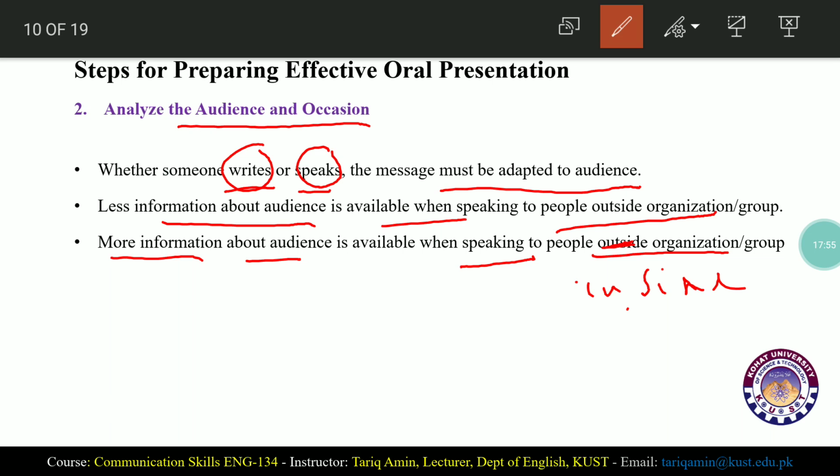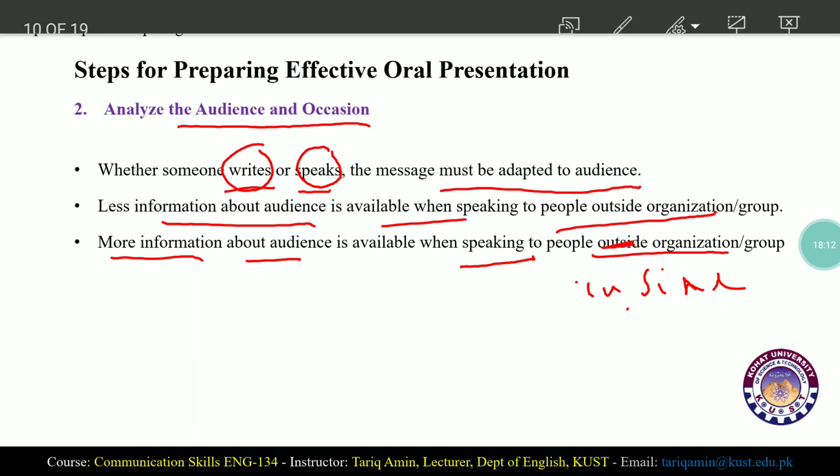For example, Cohort University of Science and Technology is our organization, and we have more information about the audience. We have more information about the people of Cohort. We have more information about the people of CUS. When we talk to people inside CUS, we have more information about them.